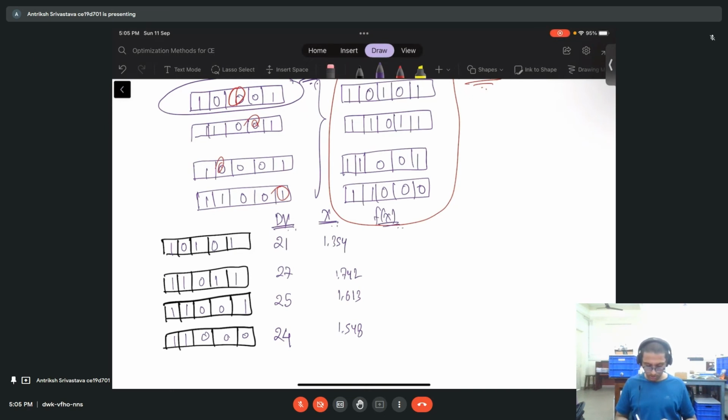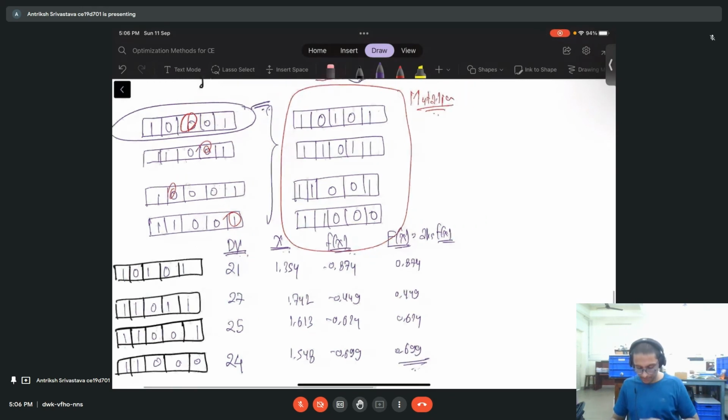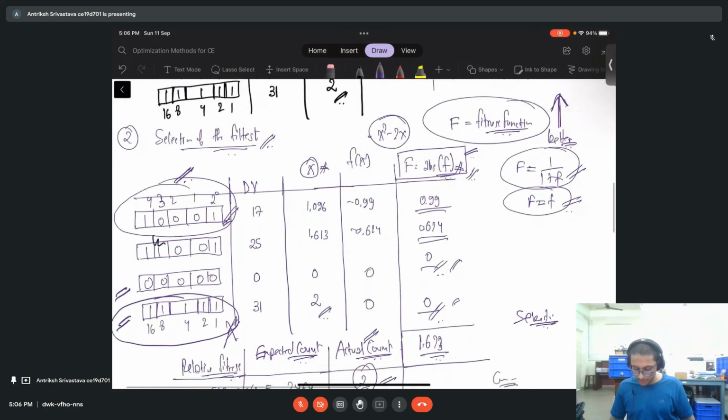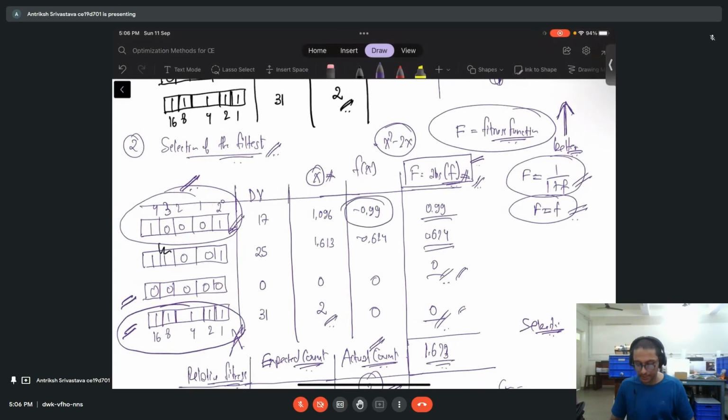1.354 squared minus 2 into 1.354 minus 0.874. 1.742 squared minus 1.742 into 2 minus 0.449. 1.613 squared minus 2 into 1.613 minus 0.624, and 1.548 squared minus 1.548 into 2 minus 0.699. What I had decided was my fitness is going to be the absolute value of f of x. So the fitness values are 0.874, 0.449, 0.624, 0.699. Let me check if this generation is performing any better than the past. The maximum value here is 0.874, and the maximum value of the previous one was 0.99. Yeah, I wanted this to happen.